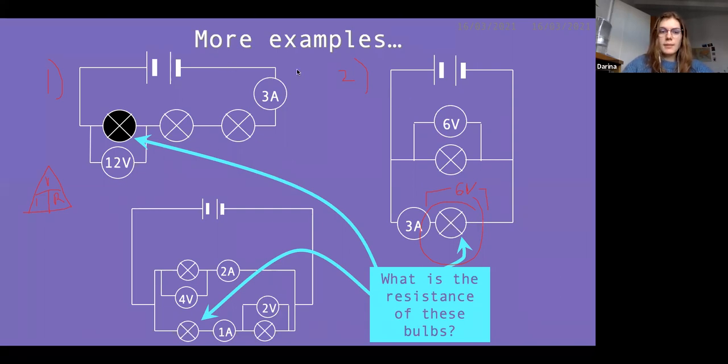So we're just thinking about what the answer is to that light bulb there. Using the equation or your triangle, you've got to work out what the resistance of that light bulb is. Please have a go.